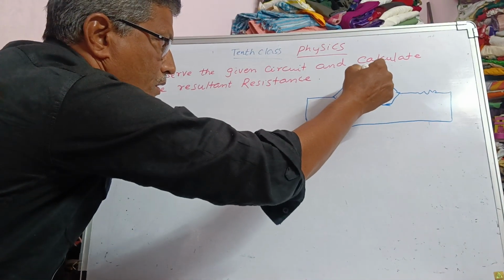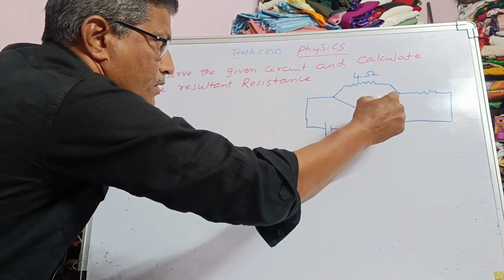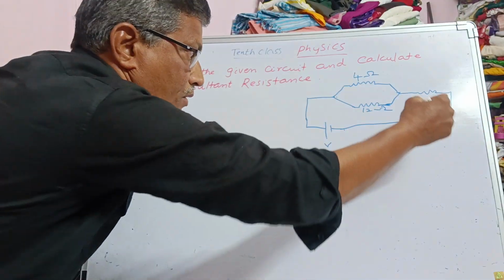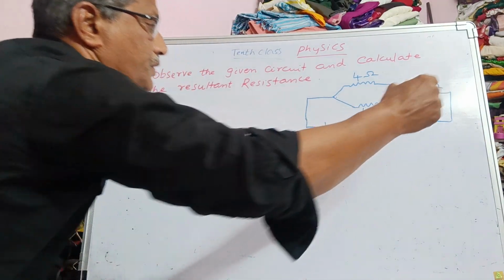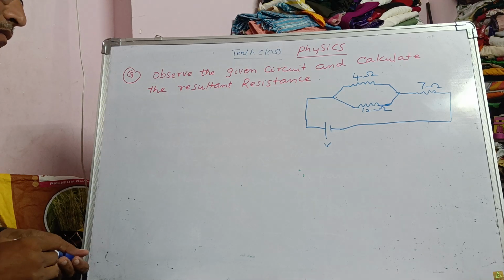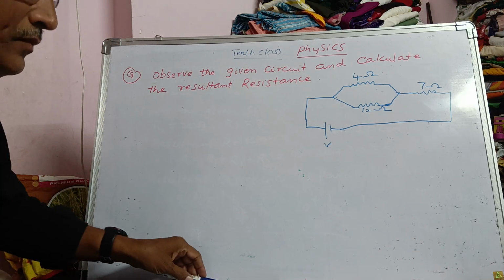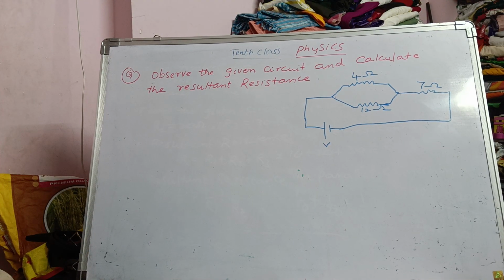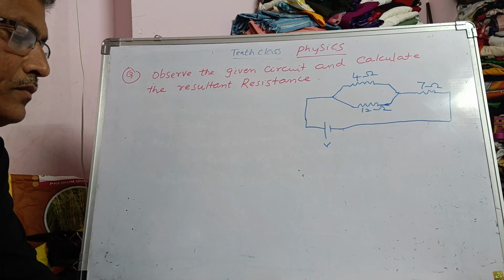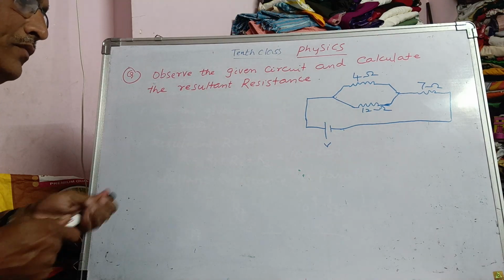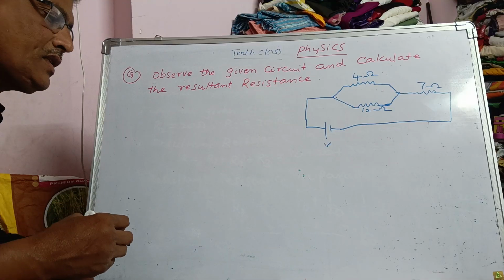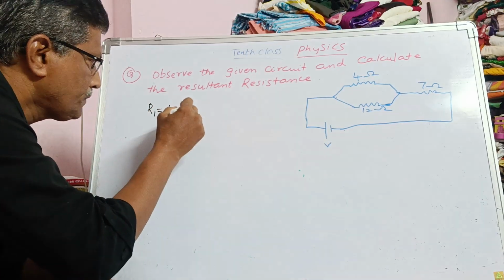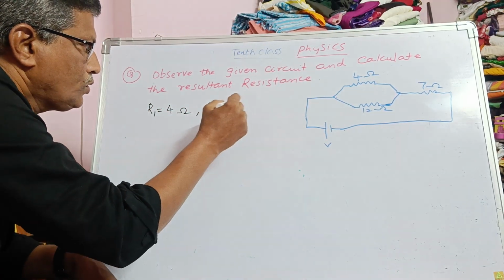This is 4 ohms. This is 12 ohms. This is nothing but 7 ohms. 3 ohms are given. So from the given circuit we take R1 is equal to 4 ohms, R2 is equal to 12 ohms.